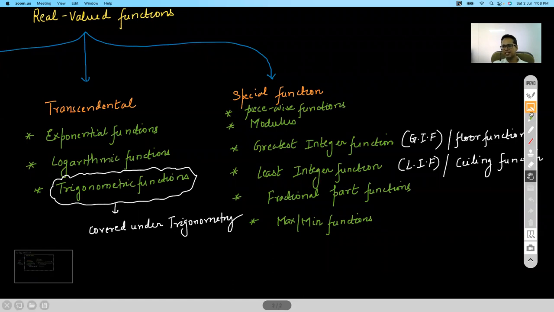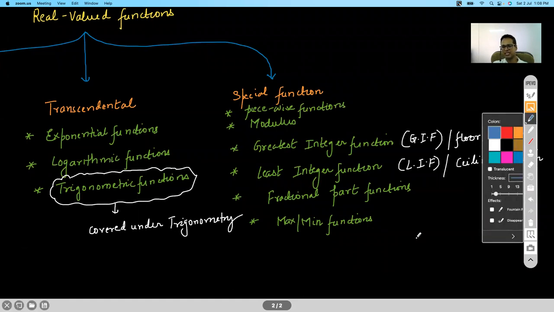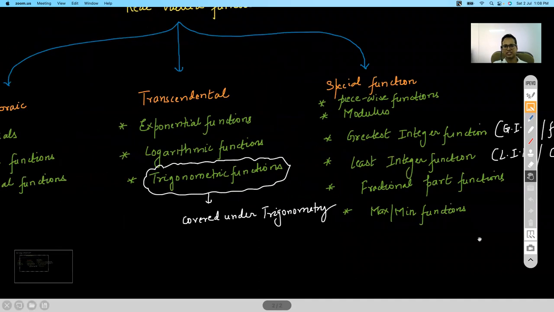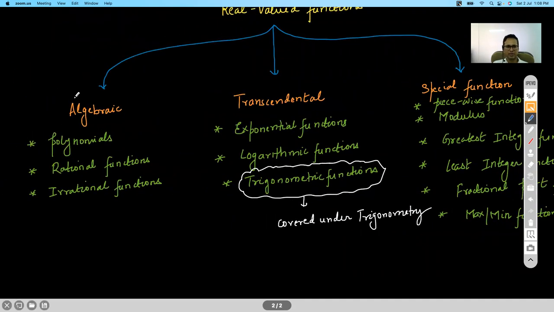So primarily we will be covering these types of functions in our discussion. Algebraic functions, transcendental functions, and special functions.